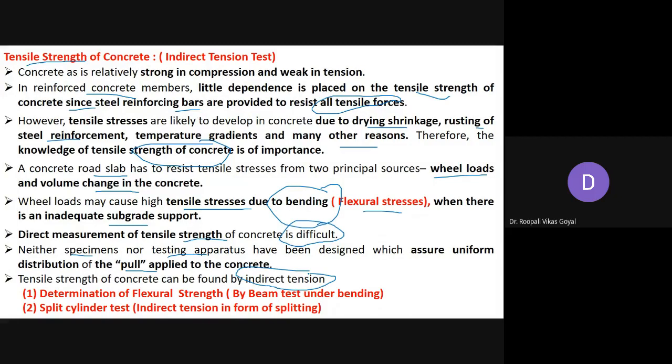There are two test methods that we use to find out the tensile strength of concrete. One is the determination of flexural strength, and whenever I talk about flexural strength, it is under bending. It is generally conducted by the beam test under bending. The stress that develops during bending by indirect tension is generally the flexural strength. And the other is the split cylinder test. Here indirect tension is applied in the form of splitting; the cylinder will split into two parts. The position of the cylinder would be horizontal, not vertical. Both tests we will now discuss in detail.